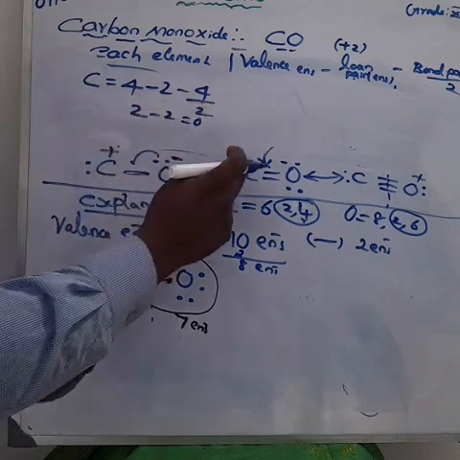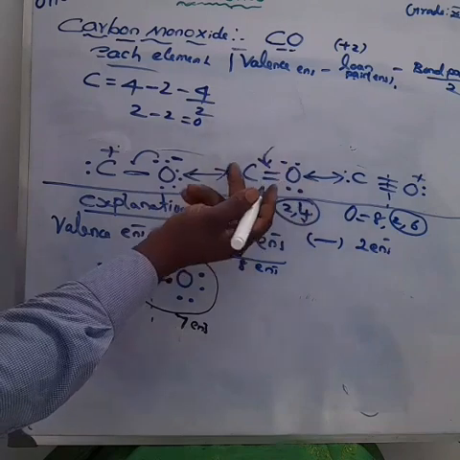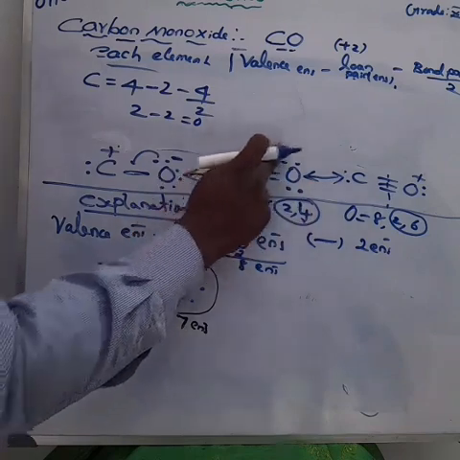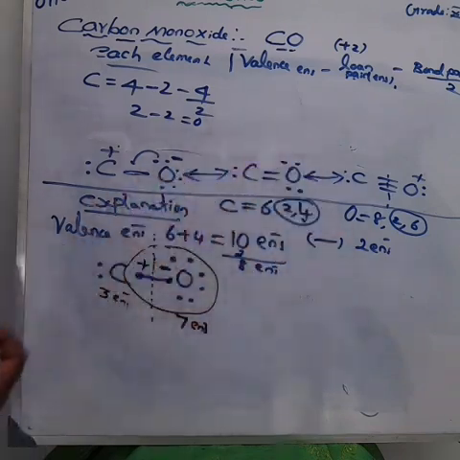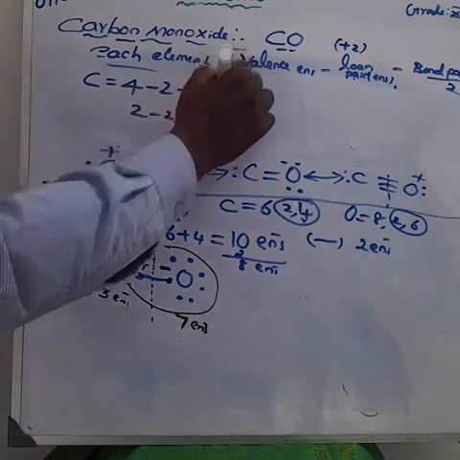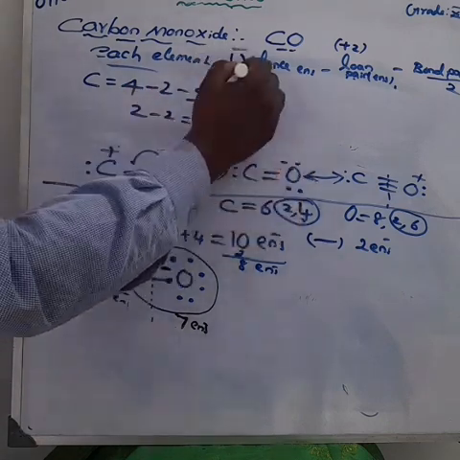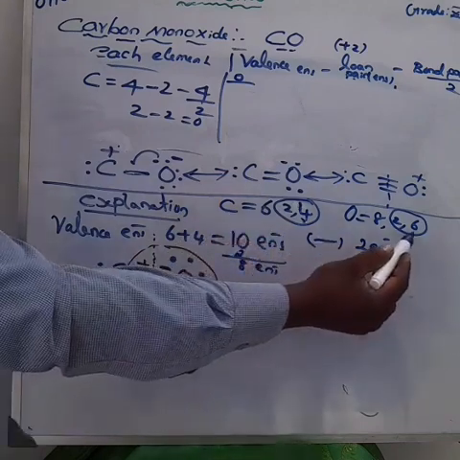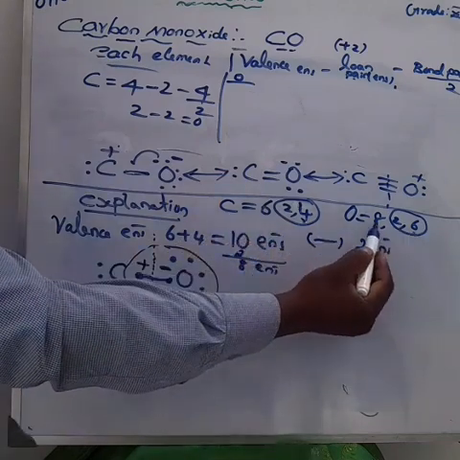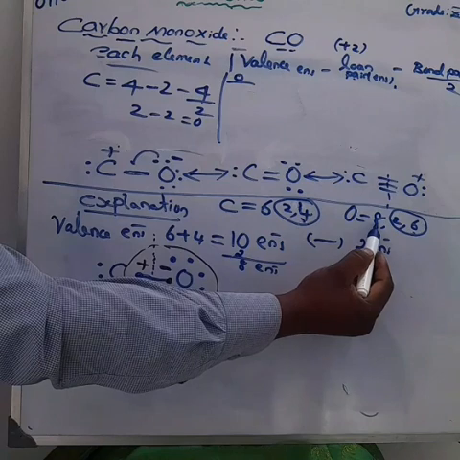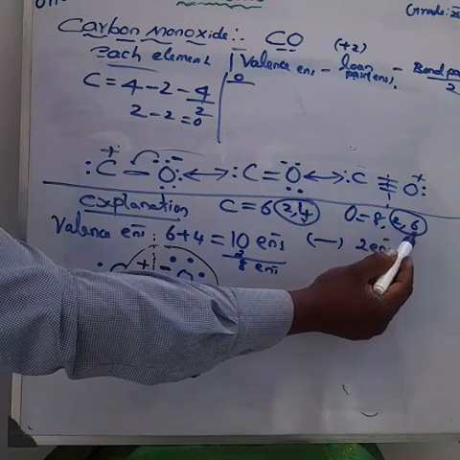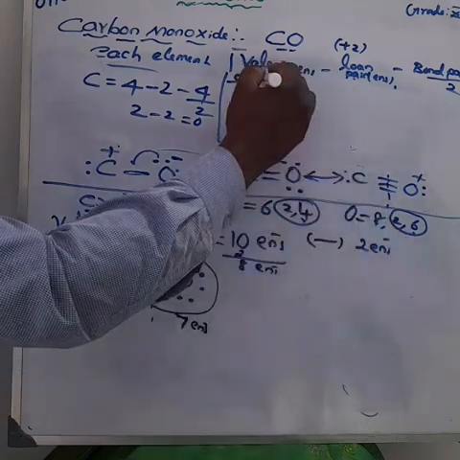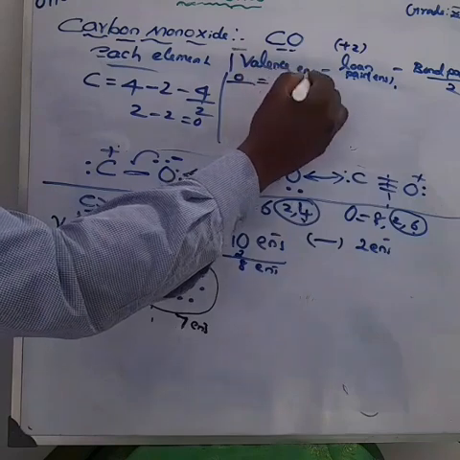So for carbon, they have no charge. That is, we can write as no charge. 0 means no charge, am I right? No charge. What about the oxygen? How many valence electrons does oxygen have? All of you know the valence electrons. Atomic number is 8. First shell can accommodate 2 electrons, remaining 6 electrons. So 6 is the valence electron for oxygen.